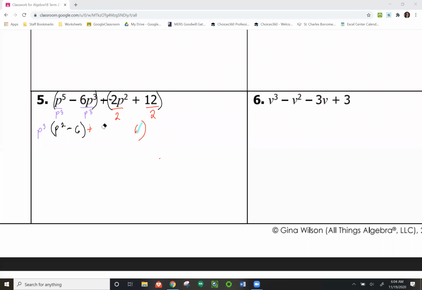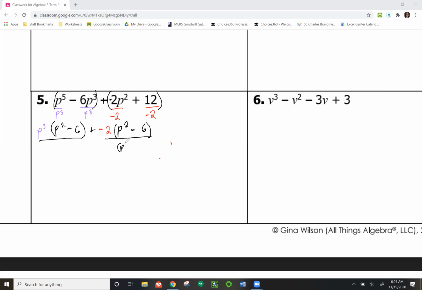Well, instead of pulling out a positive 2, let's go ahead and factor out a negative 2, okay? This should fix our problem. So we'll have plus a negative 2, and what's going to be left? Well, negative 2p squared divided by negative 2 is just p squared, and then positive 12 divided by negative 2, positive divided by a negative, is a negative 6. So now my 2 binomials match up, the p squared minus 6 and the p squared minus 6.